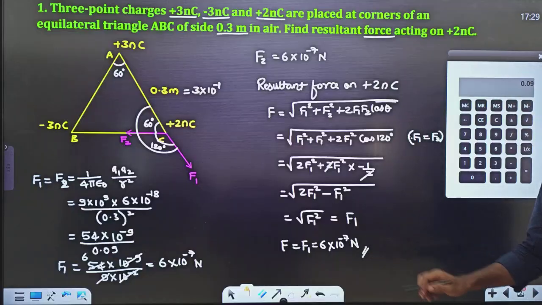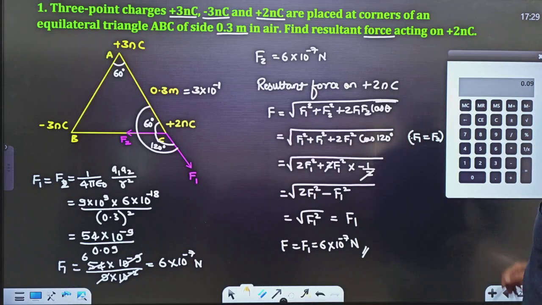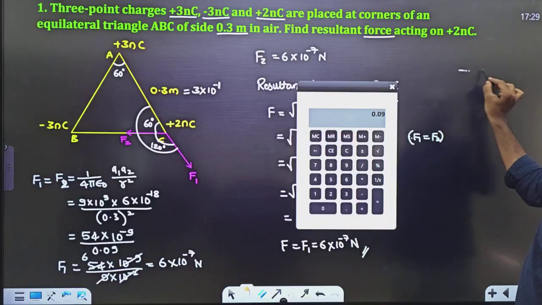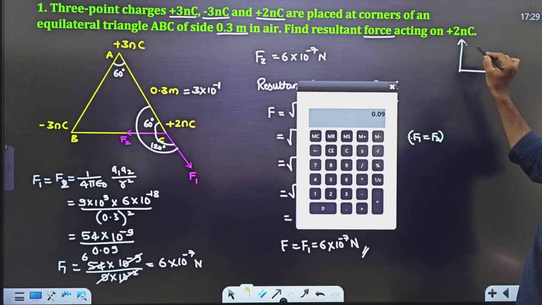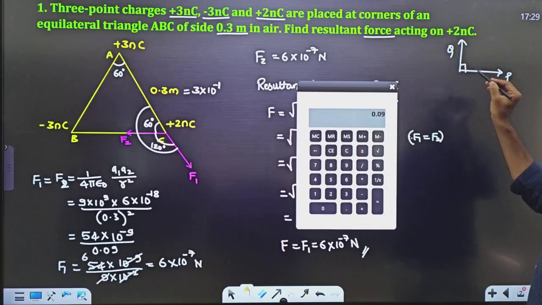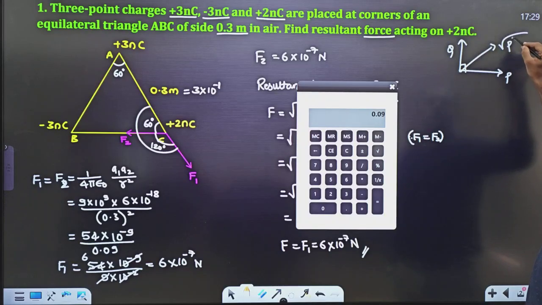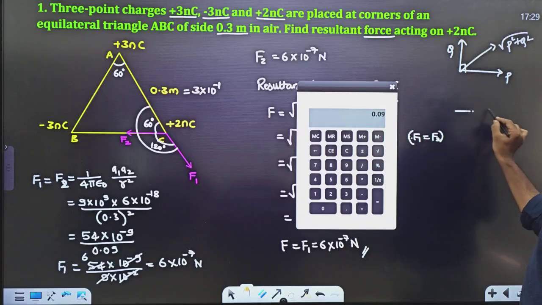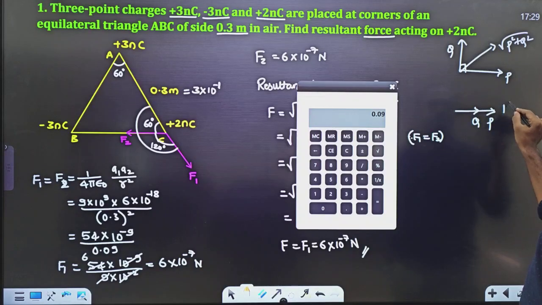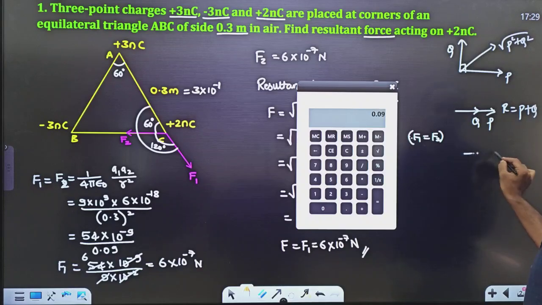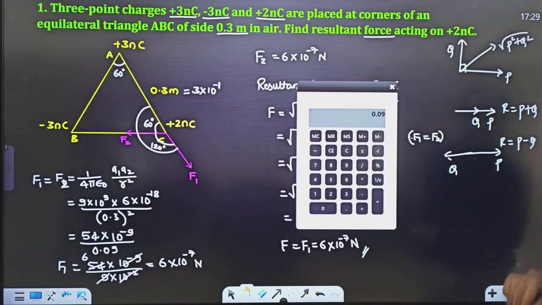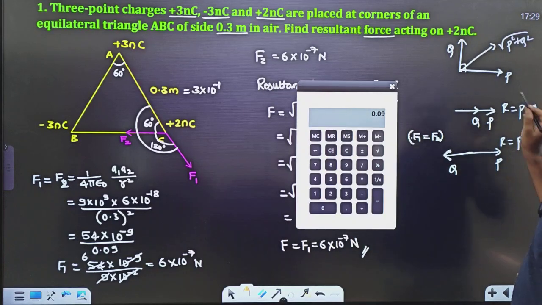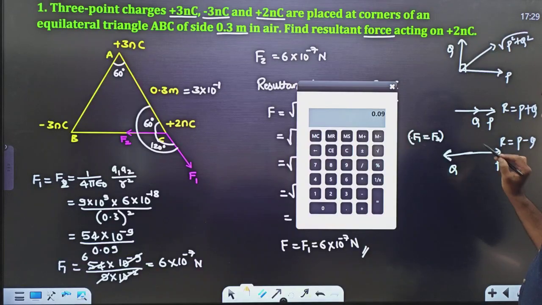How much force acts on this charge. Clear? Okay. So here, remember a few points. If there are two vectors P and Q which are perpendicular to each other, the resultant of these two vectors will be root of P square plus Q square. If there are two vectors P and Q which are in the same direction, the resultant will be equal to P plus Q. If there are two vectors P and Q which are opposite in direction, then the resultant will be equal to P minus Q. Other than this, for any other angle, neither 90 nor 0 nor 180, you have to use the formula. Here, the angle between the two vectors is 90 degree, here it is 0 degree, and here it is 180 degree.